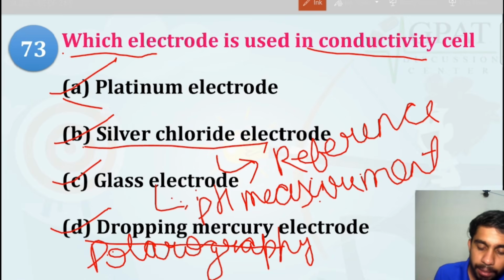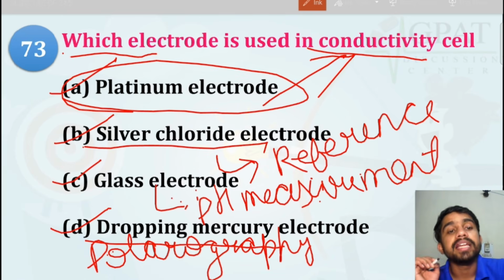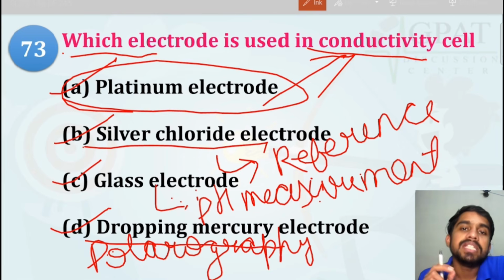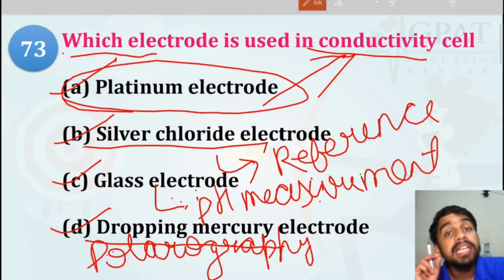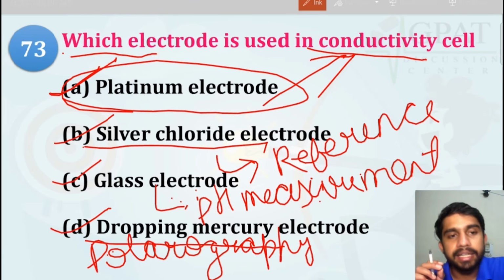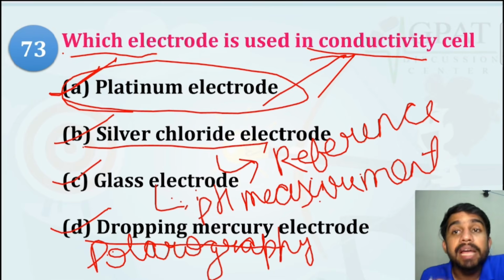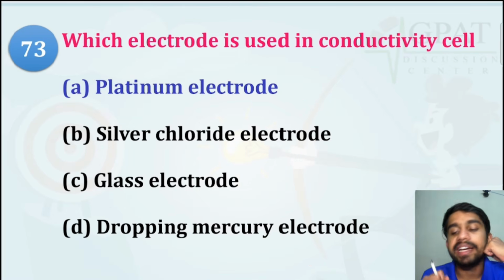And if we talk about the platinum electrode, that is what we can use in a conductivity cell. Why can we use the platinum electrode? First reason is it is chemically inert. Platinum electrode is chemically inert and a good conductor, and it minimizes polarization effects. So the correct answer for question number 73 will be option A, that is the platinum electrode.